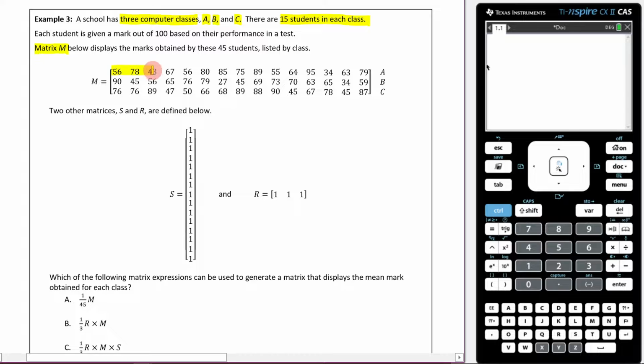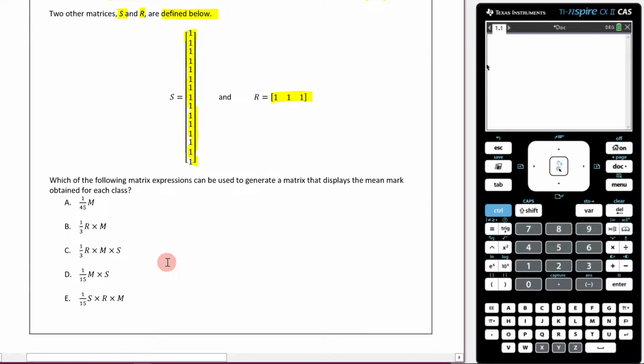So as you can see, this has all the scores of class A. This has all the scores of class B, and this has all the scores of class C. Two other matrices, S and R, are defined. So as you can see, S is a column summing matrix, and R is a row summing matrix. It says, which of the following matrix expressions can be used to generate a matrix that displays the mean mark obtained for each class? So how do we find the mean mark?